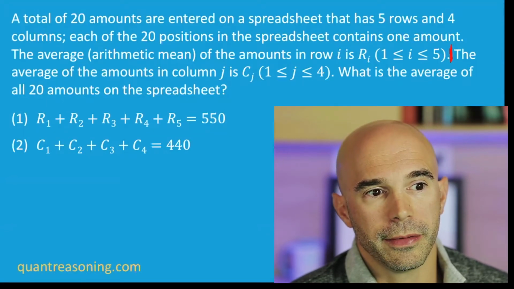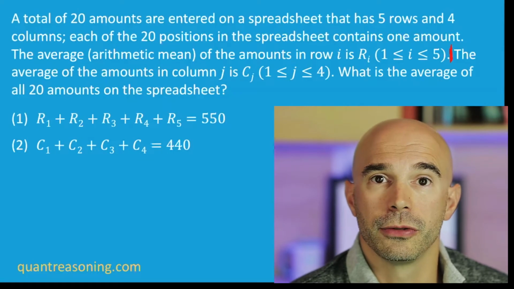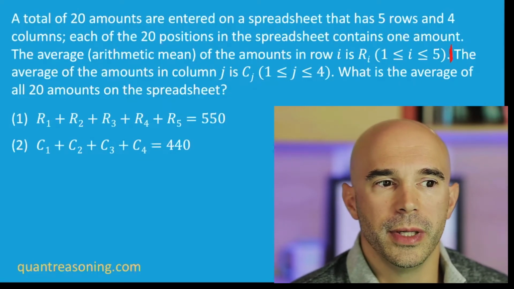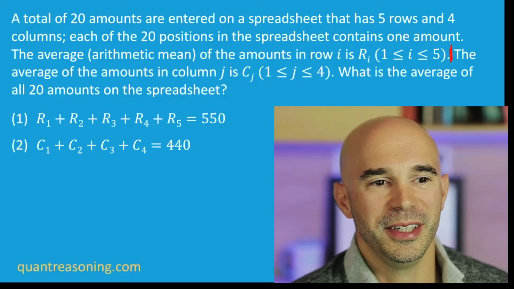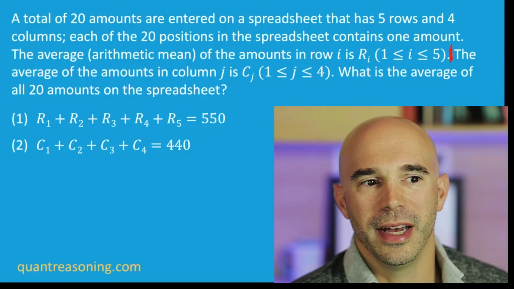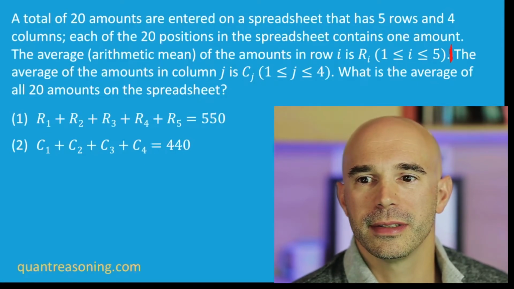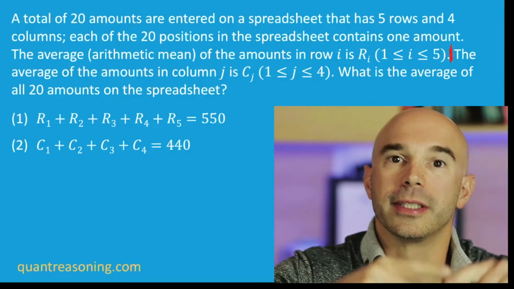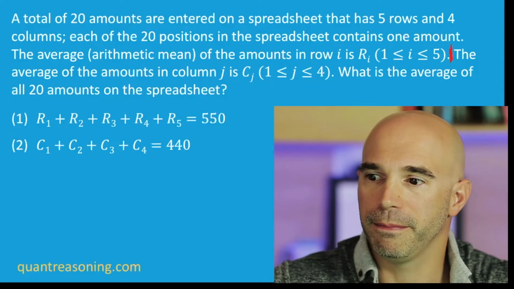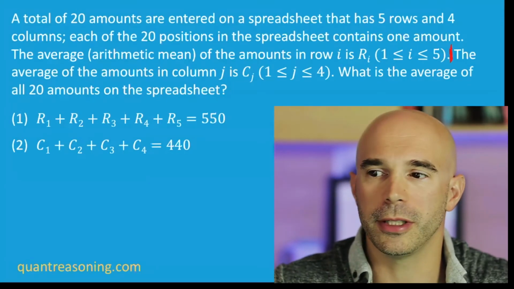So if they're defining Ri as the average of row I, how can we use the definition of average to make an inference here? Each row has 4 amounts. And if Ri is the average of those 4 amounts, then the sum of those 4 amounts is 4 Ri. How did we make that inference? We just used the definition of average from the dictionary.